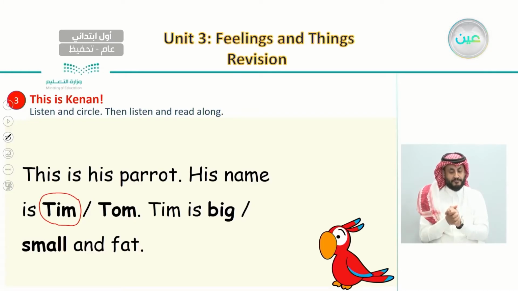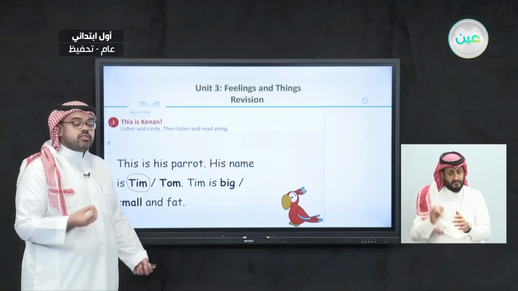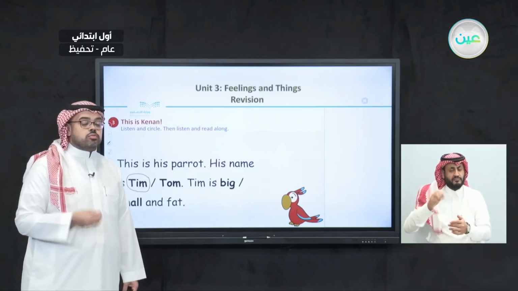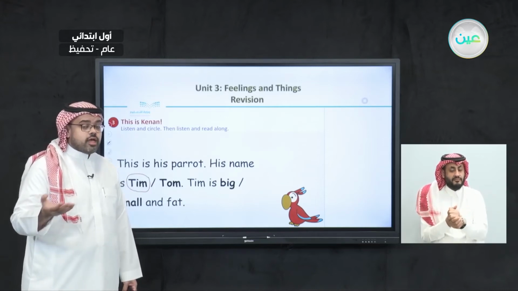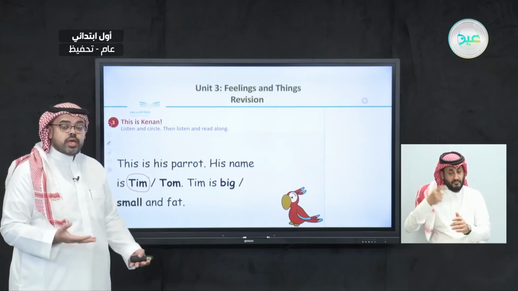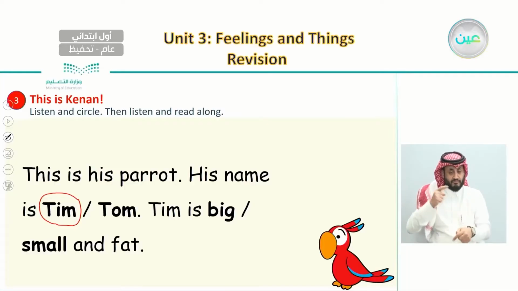Now let's see the other one. Tim is, did we say big and fat or small and fat? What do you think? We said Tim is big and fat. So here we go. We circle the word big.